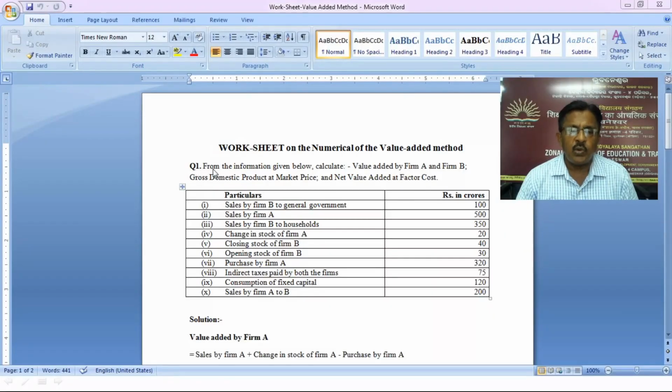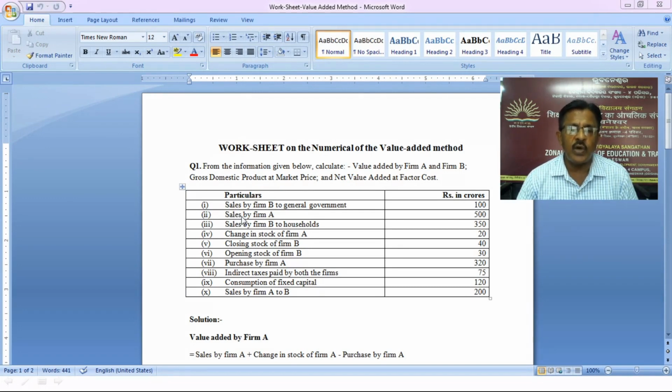So in question number 1, it is related to a numerical of the value added method. From the information given below, calculate value added by farm A and farm B, gross domestic product at market price and net value added at factor cost. These are the 3 things we have to calculate. So some of the items are given here: particulars and rupees in crores.